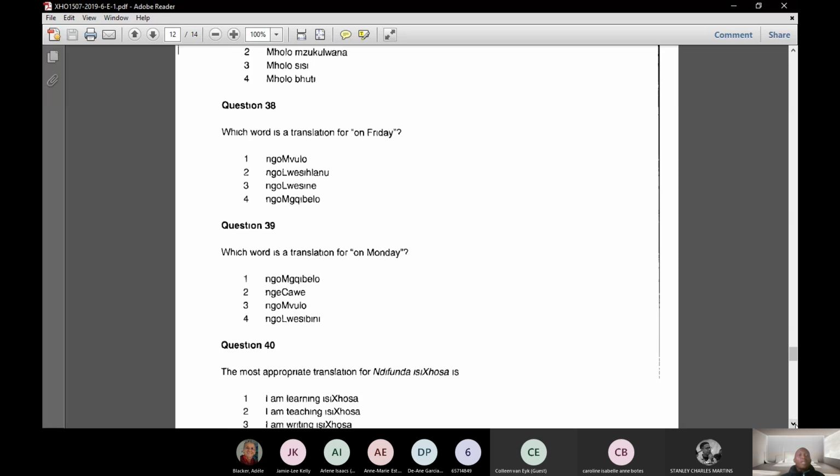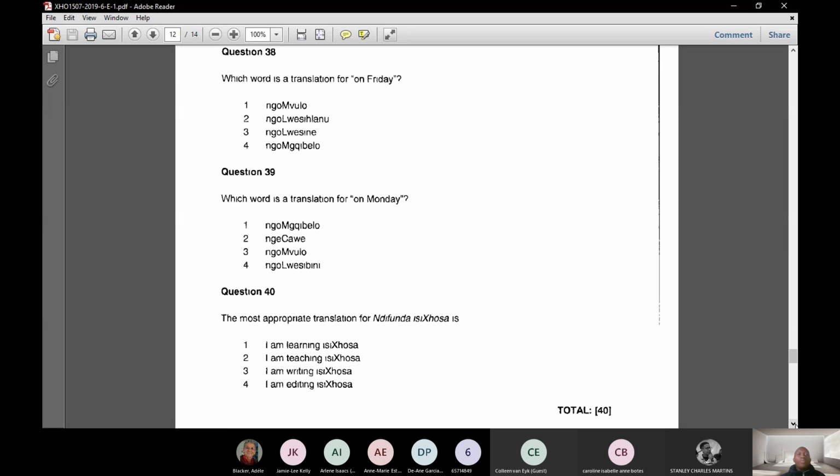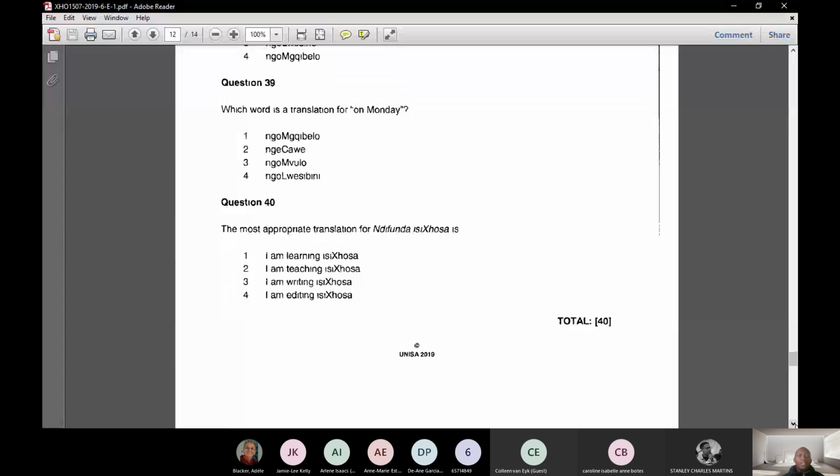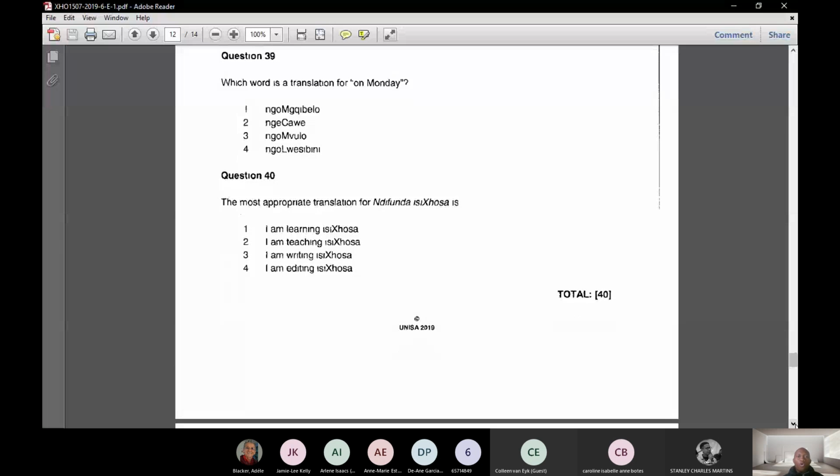Number 38. Which word is a translation for on Friday? Is it ngomvulo, ngolwesihlanu, ngolwesine, ngomgqibelo? Number 2. Lwesihlanu is correct. Number 39. Which word is a translation for on Monday? Is it ngomgqibelo, ngecawe, ngolwesibini? Ngomvulo. Number 3.